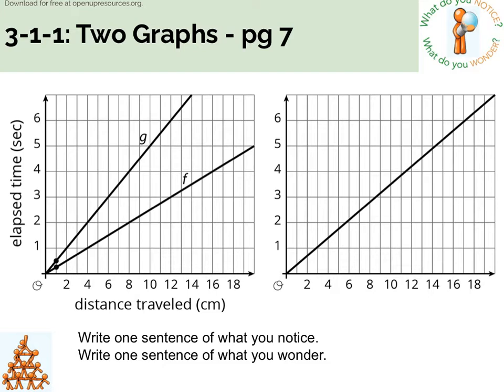A couple of things we can say as far as what we notice. I noticed that one of the graphs has 2 lines, the other one has 1. I noticed that the scales are the same, meaning the numbers on the bottom are the same, and the numbers going up and down are also the same. I noticed that these 2 lines are labeled. This one is not. What I wonder is, okay, what are we doing with this? Why are we working with 2 graphs? What are we going to do with these?